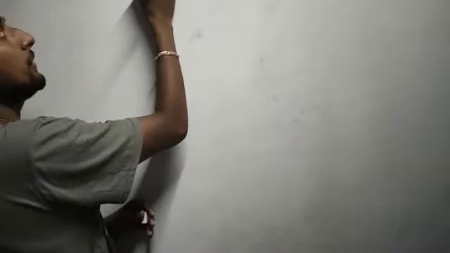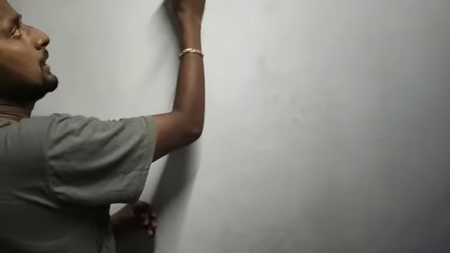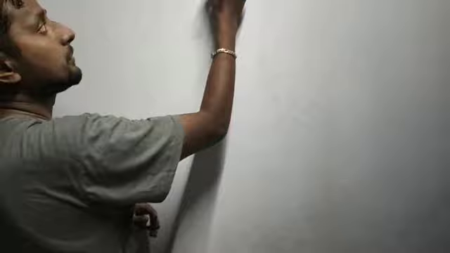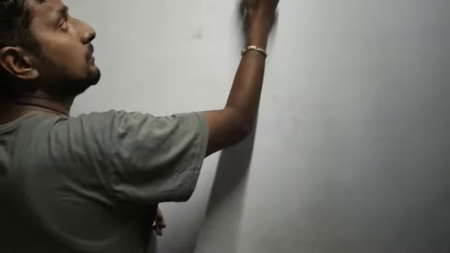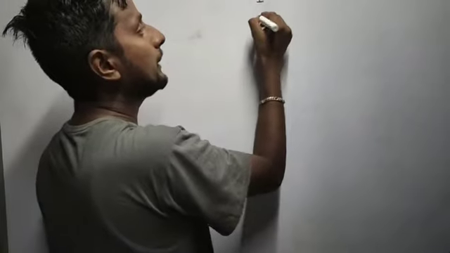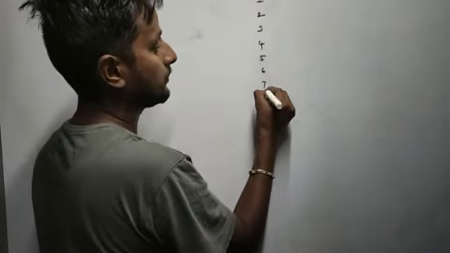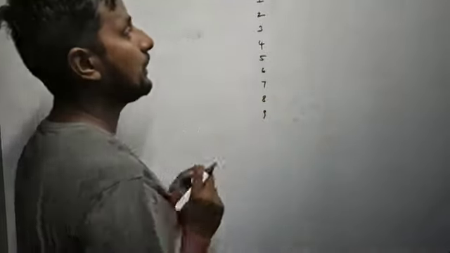Welcome back children. So now we'll see the 15th chapter, that is divisibility rules. Let's write all digits from 1 to 9, okay? So individually we'll talk about the divisibility rules of 1 to 9.